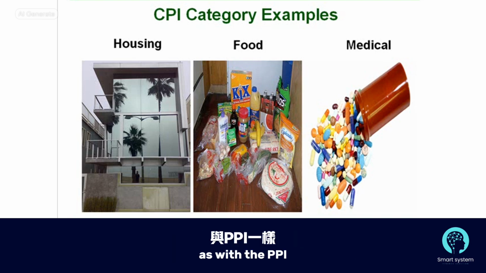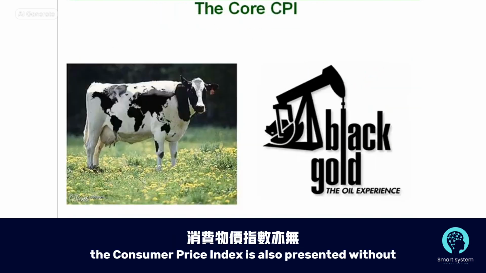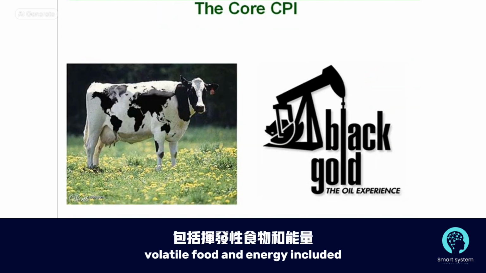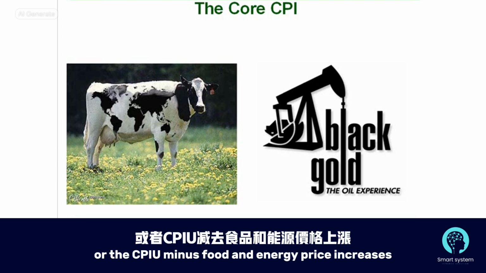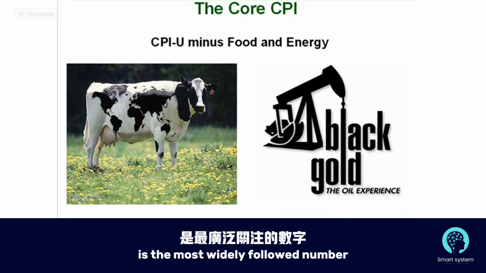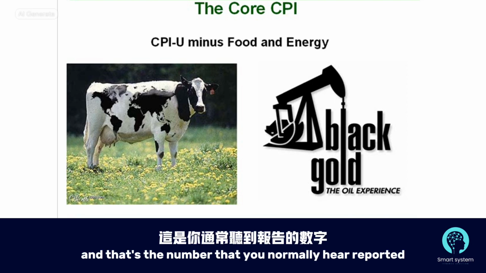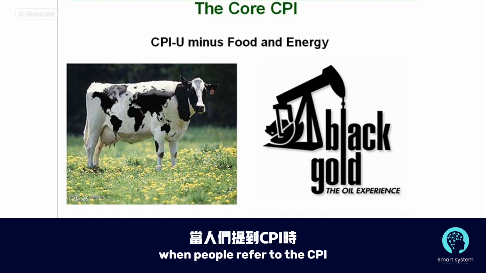As with the PPI, the Consumer Price Index is also presented without volatile food and energy included. And this core CPI number, or the CPI-U minus food and energy price increases, is the most widely followed number. And that's the number that you normally hear reported when people refer to the CPI.